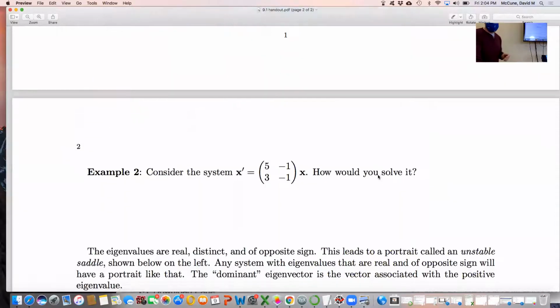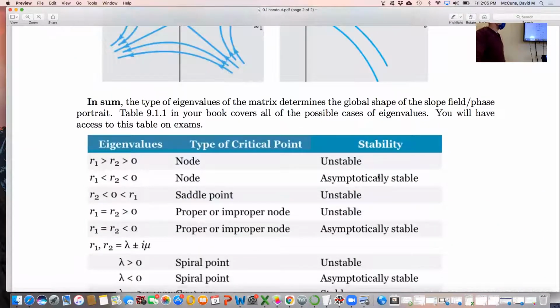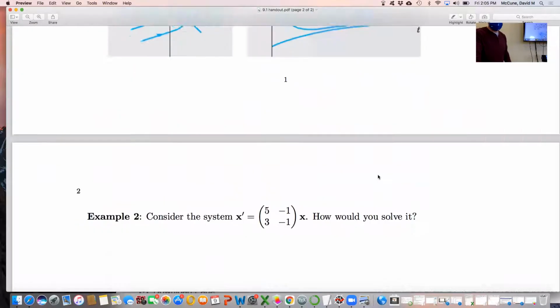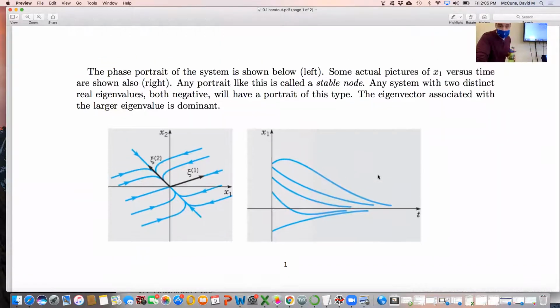Okay, so you notice the handout terminates pretty quickly, basically because I'm just going to give you a chart that tells you what kind of pictures arise based on what eigenvalue, and that's all the section is. Now, the last thing we should discuss is I called this picture not just a node, but a stable node.